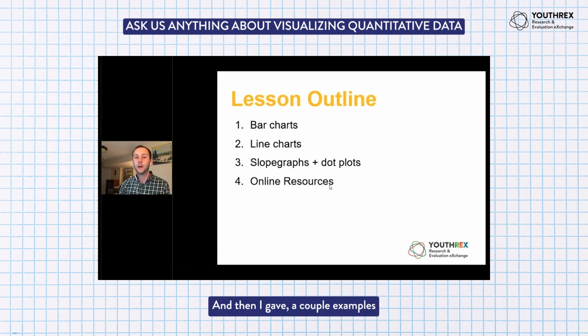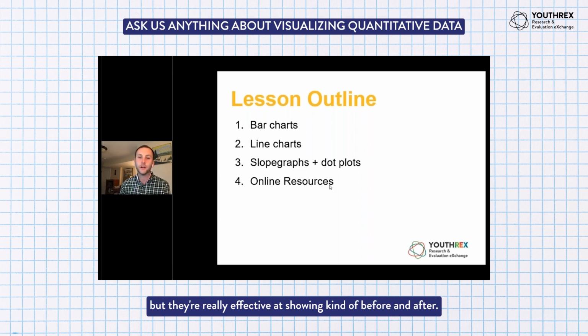And then I gave a couple examples of some charts that you may not have seen before: slope graphs and dot plots, which are sort of subsets of line charts, but they're really effective at showing before and after. For the types of programs that folks in this webinar work in, you often want to show before and after, and these are two really excellent ways of demonstrating that.